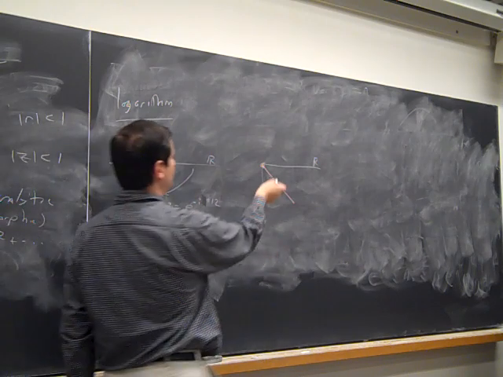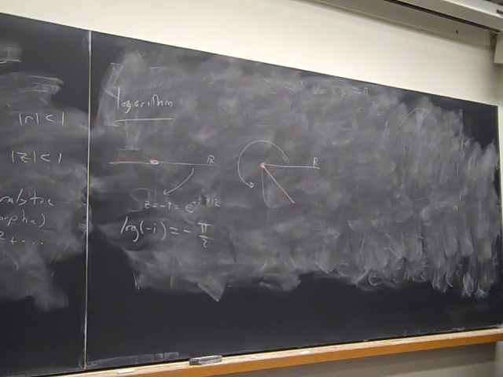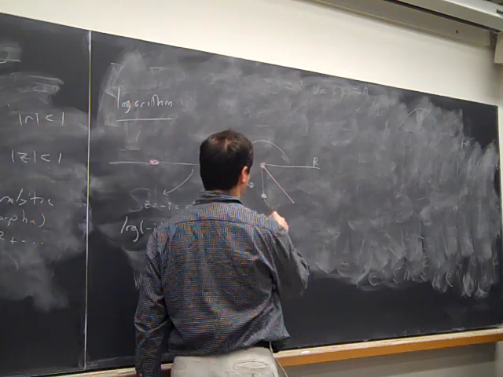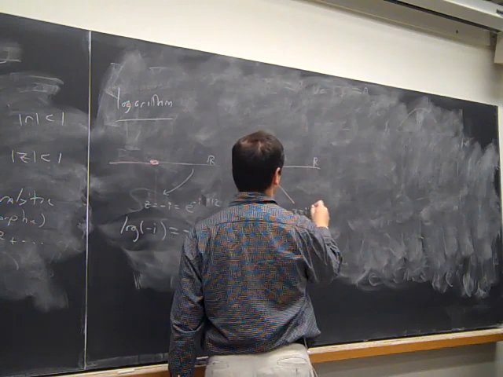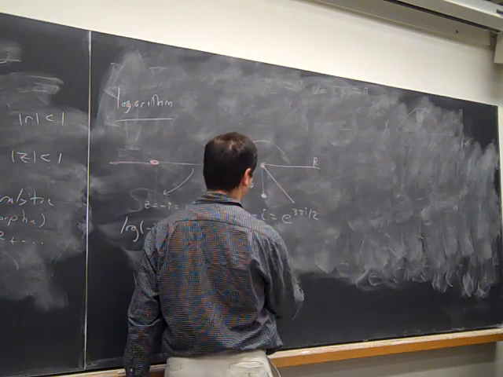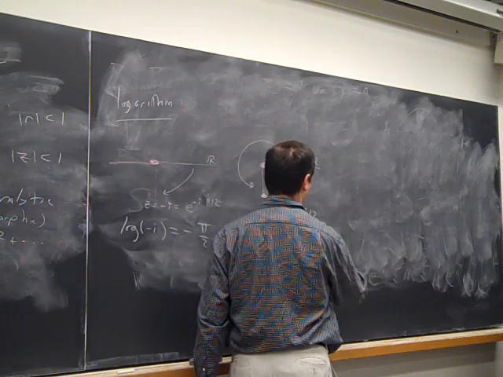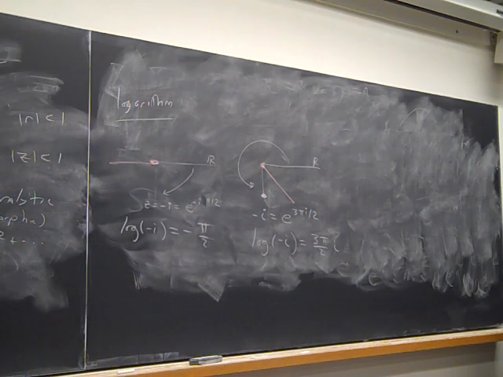So if I do it this way, I travel around 3 pi over 2. And so again, the problem is there's multiple ways of writing i, or multiple ways of writing minus i. And so now we write minus i as e to the 3 pi i over 2. And so now the log of minus i is 3 pi over 2 times i. Alright, these two are not equal.